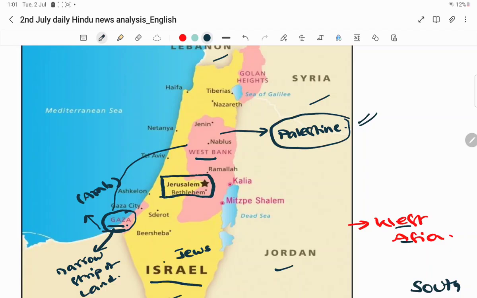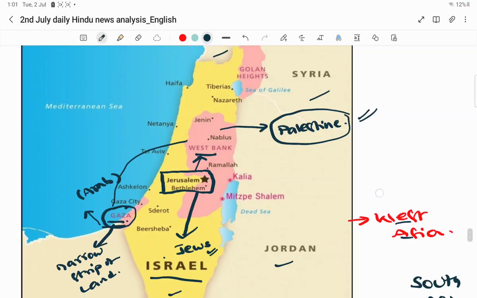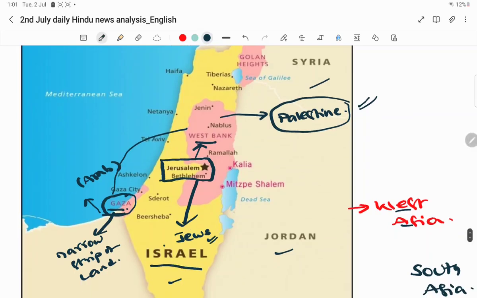Now this Jerusalem is being claimed by the Muslim population and at the same time by the Israeli people as well. The Jews are saying that Jerusalem is a holy place for them, and on the other side the Muslims are saying that Jerusalem is a holy place for them as well. Therefore there is a religious conflict happening here. And Israel has a lot of illegal Jewish settlements.